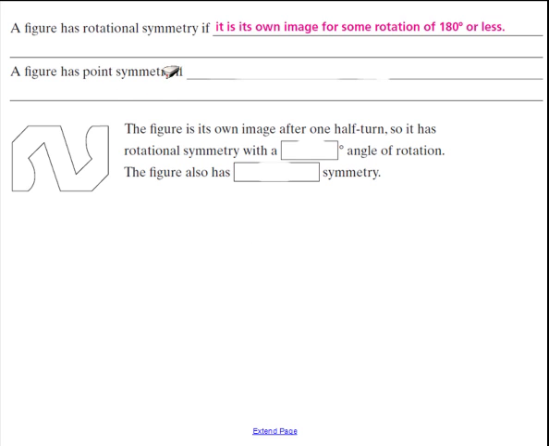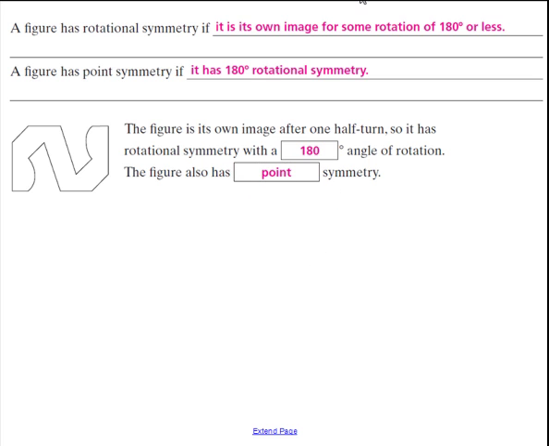And then this term point symmetry: something has point symmetry if it has 180 degree rotational symmetry. So exactly 180 degrees. So rotational symmetry is for anything 180 or less, and then point symmetry is a specific type of rotational symmetry where the rotation is exactly 180 degrees. So if we look at an example here, it says the figure is its own image after a half turn. So it has rotational symmetry with a 180 degree angle of rotation, which we said is also called point symmetry.